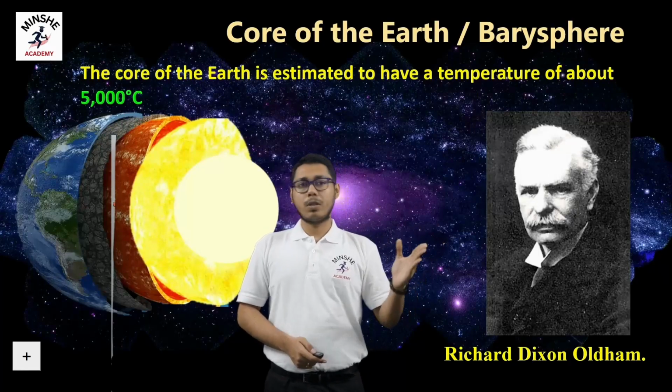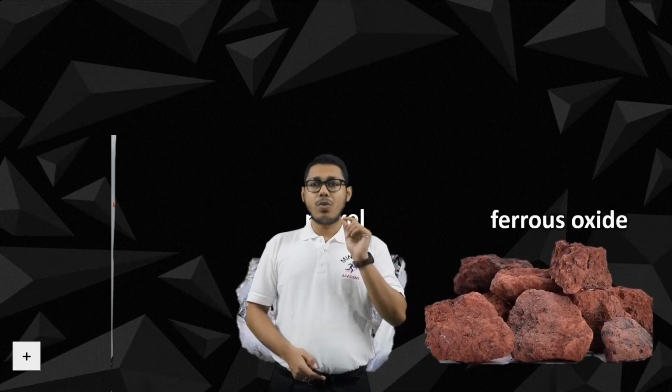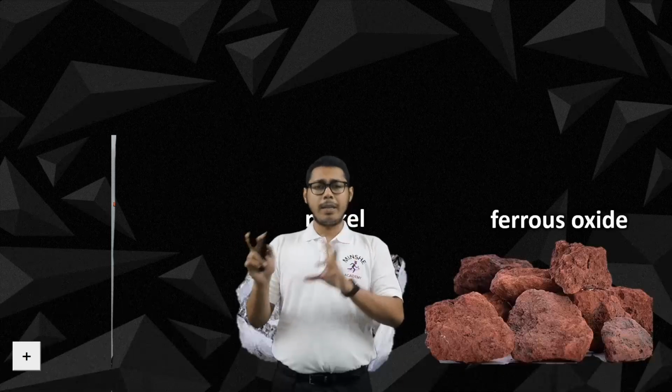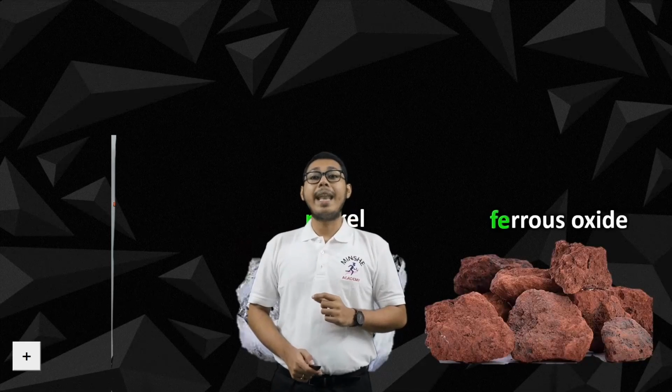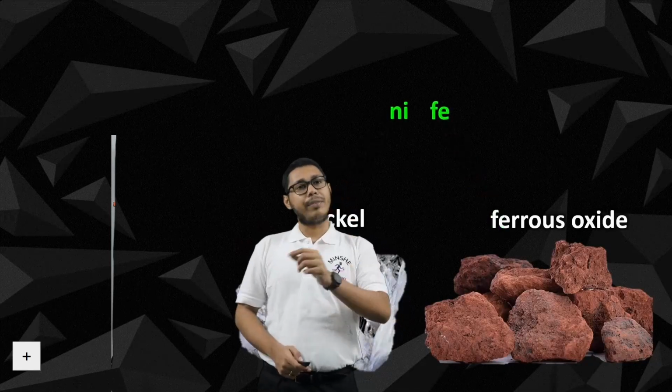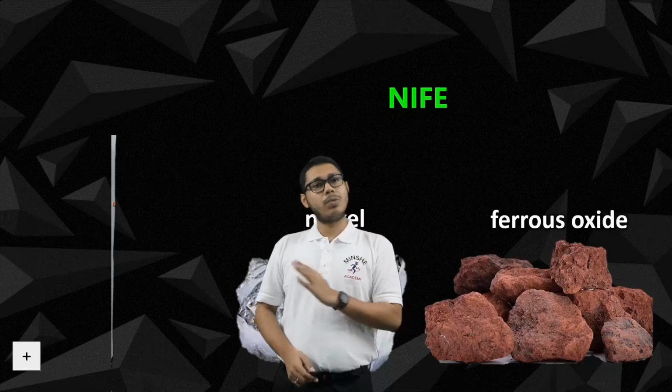The physical divisions or the mechanical divisions also, right? Now, the core of the earth is composed mainly of two kinds of metals, nickel and iron. So its abbreviated chemical layer name is NiFe, known as "nife". Clear? So this is the reason why the core of the earth is known as NiFe.